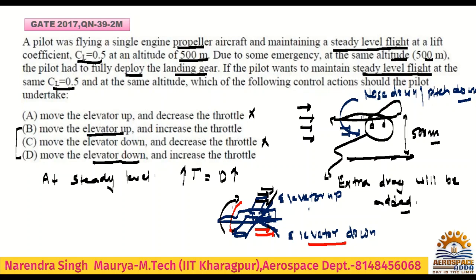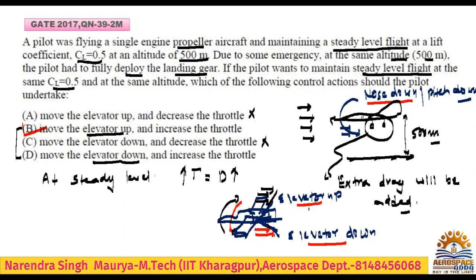Hope you understood, right? Because of the landing gear here, I told you it is going nose down. To maintain steady level, you should have a nose up, and you get nose up when the elevator is up. So your option B is the correct answer. I hope you got the analysis for this, because this is a conceptual based question. You have to apply the basic concept only, the nose up, nose down concept.